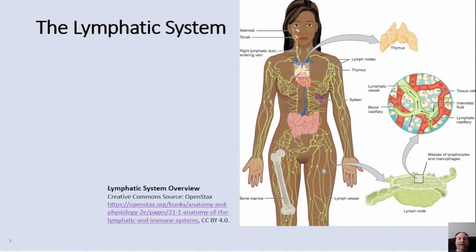Additionally, the lymphatic system includes lymphoid organs such as the thymus and spleen that filter the body's fluids, removing harmful particles before they can cause damage to the body. The image here illustrates these key components. The lymphatic system has two primary functions.